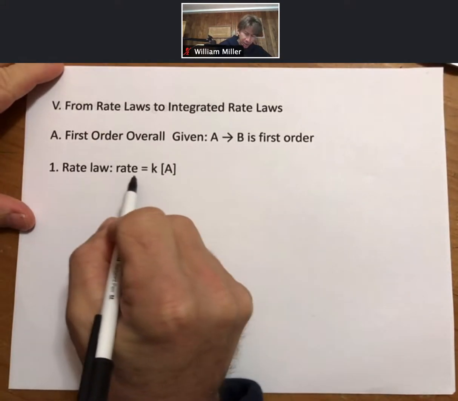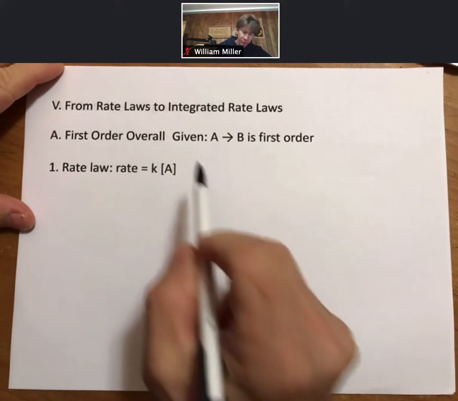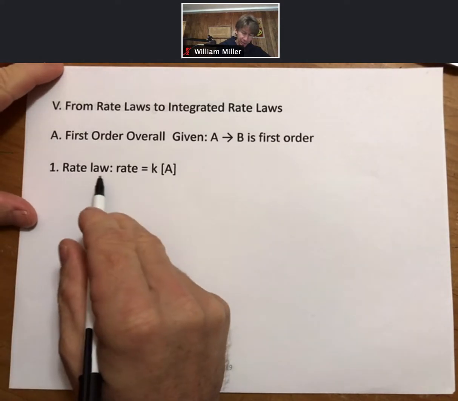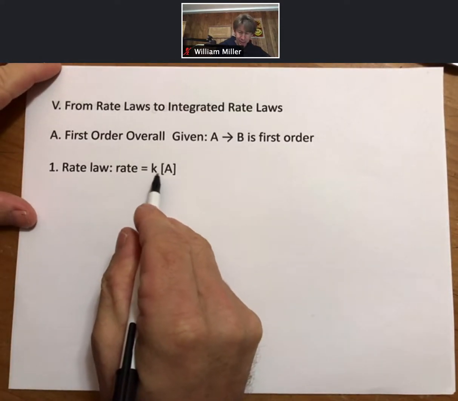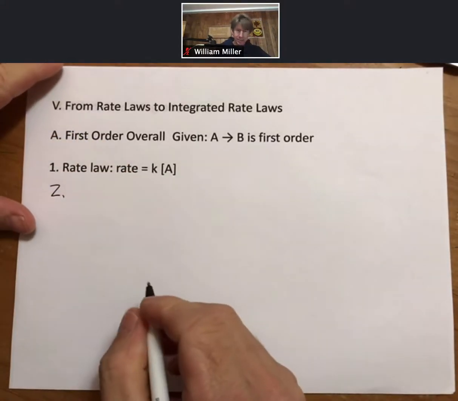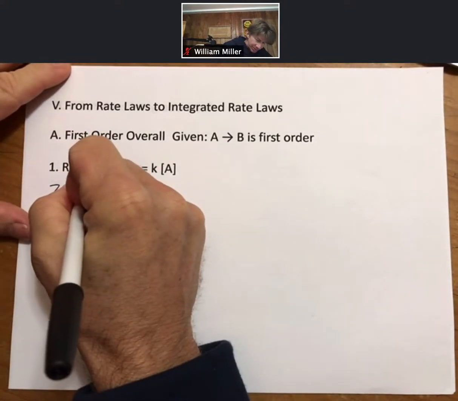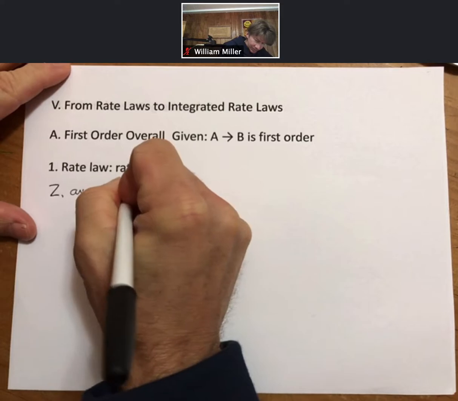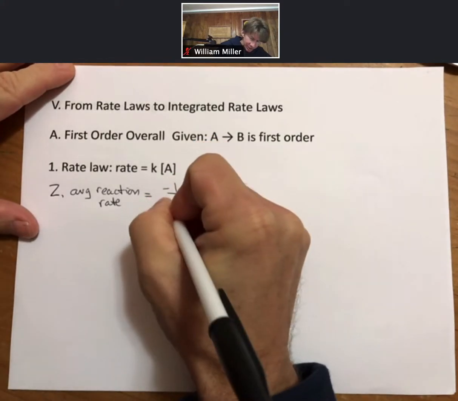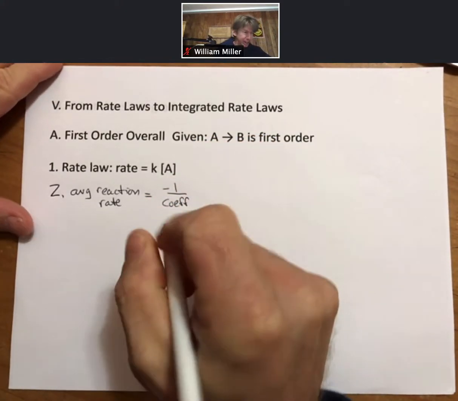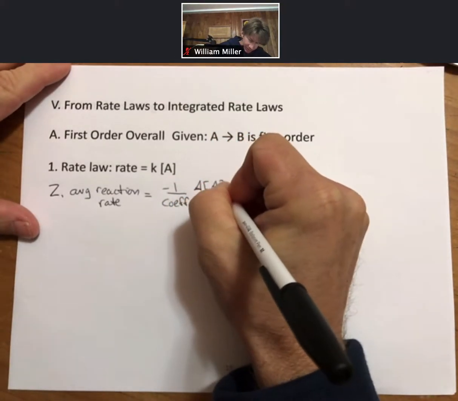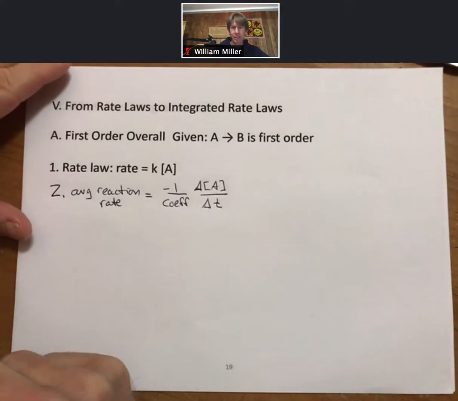Now, remember that our rate law, if it's first order overall and our reaction is just A to B, so it's first order, will be rate equals k, the rate constant, times A. And we also know that the average reaction rate equals minus 1 over the coefficient times the change in the concentration of A, that's delta, over the change in time.